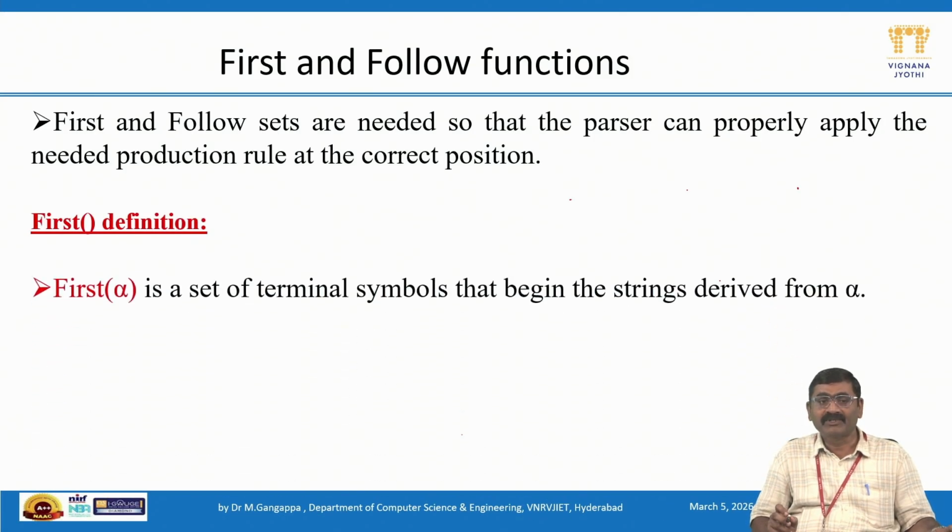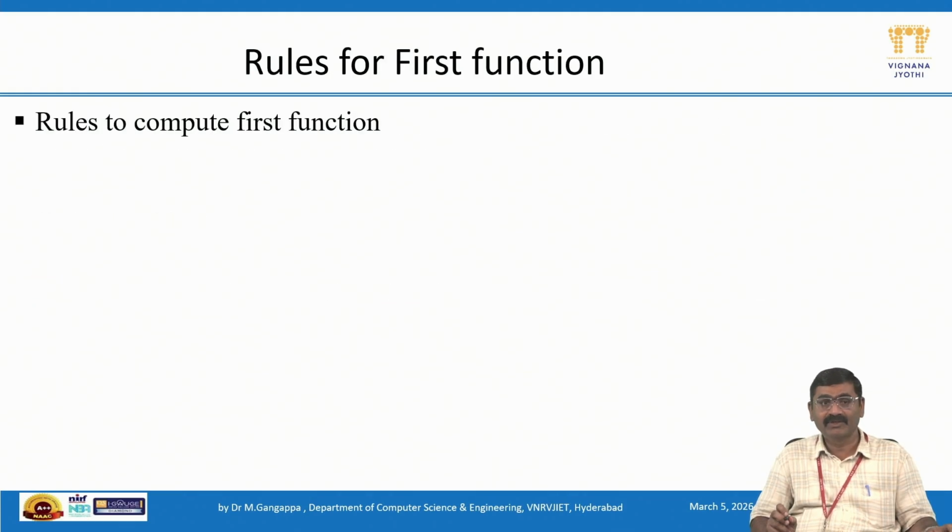So, definition of the first function. First of alpha is a set of terminal symbols that begin the strings derived from alpha. Here alpha is a grammar symbol. So first function gives us the first terminal symbol. We should remember one thing, that first function gives us the first terminal symbol. Let us see how to compute the first function by going through some rules, and after that by observing some examples. So, rules to compute the first function.